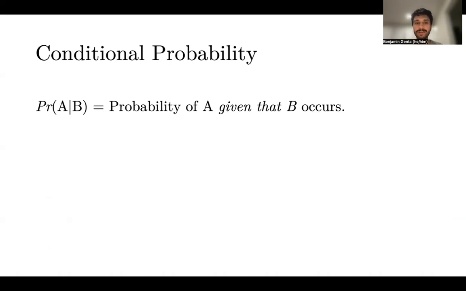So remember that we write the probability of A given B with this dash over here, and that's a conditional probability. Another way to say it is this is the probability of A conditional on B happening. And we define it formally as the probability of A and B happening over the probability of B.